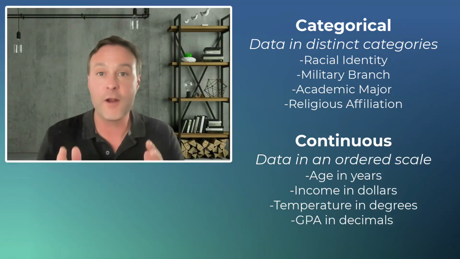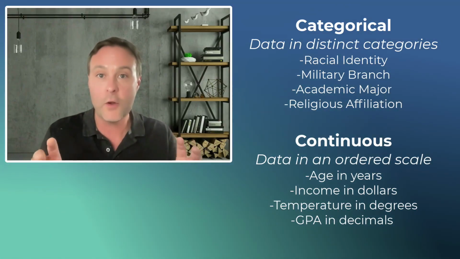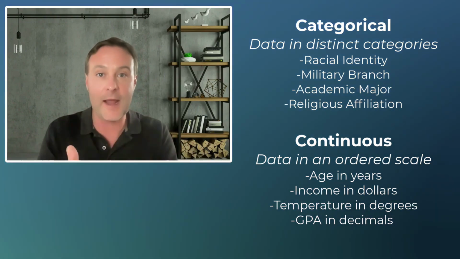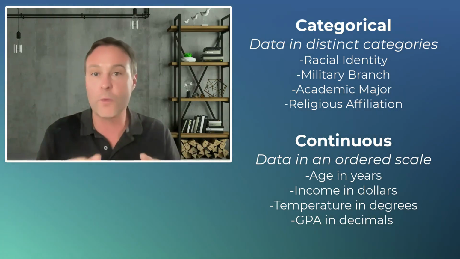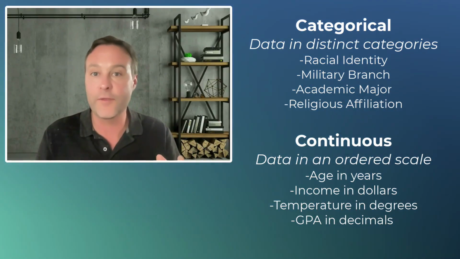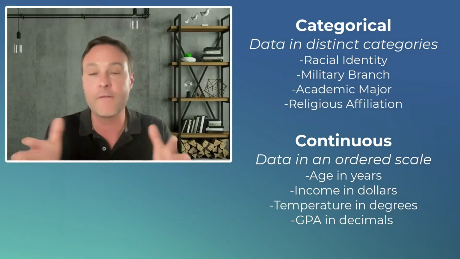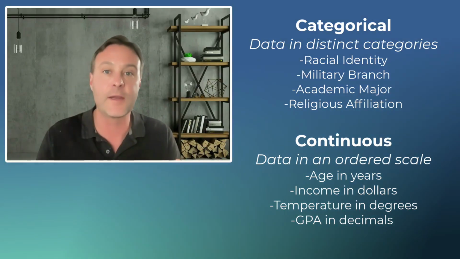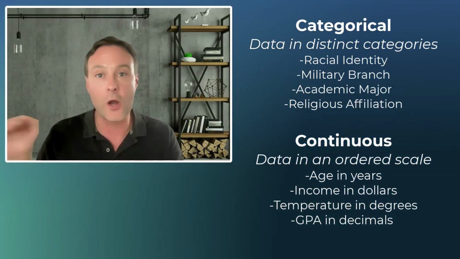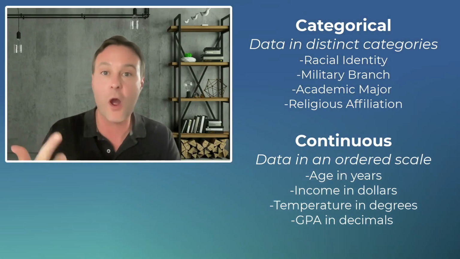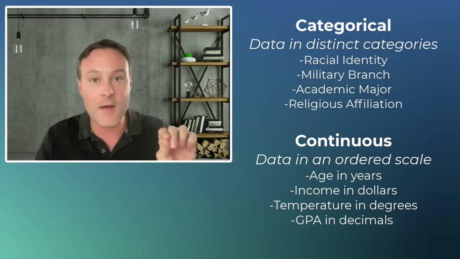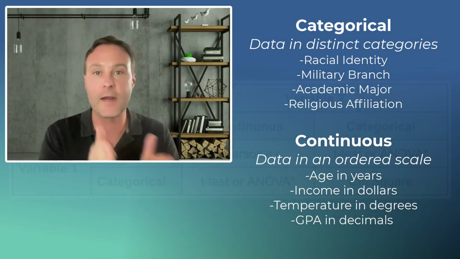So how do you decide what test to use based on the two variables you have? It depends on if your variables are categorical or continuous. Categorical are things that are distinct categories, right? Like race, or which branch of the armed services you are in. Or maybe you ask people what their major is, and you have a handful of majors that they're selecting between, as opposed to continuous numbers that are in a sequence that move along, right? Like age in years, or dollars, or temperature, or GPA. So things that are on a scale, continuous data versus categories.